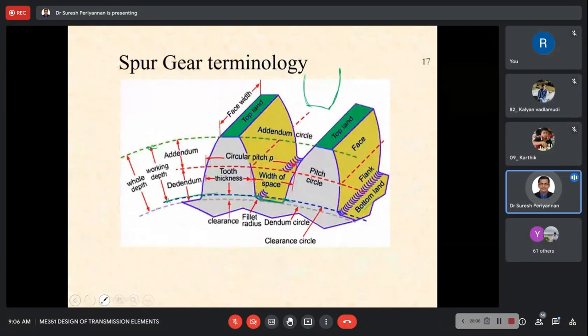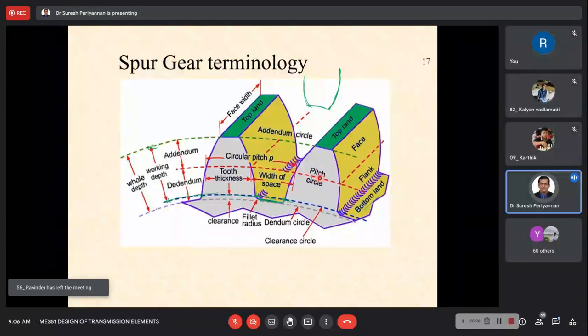Anyway, circular pitch. Some of the missing things we will discuss later. Circular pitch is nothing but tooth thickness plus width of the space. We can say it like that, or from here to here. We have the formula. We will discuss it later.